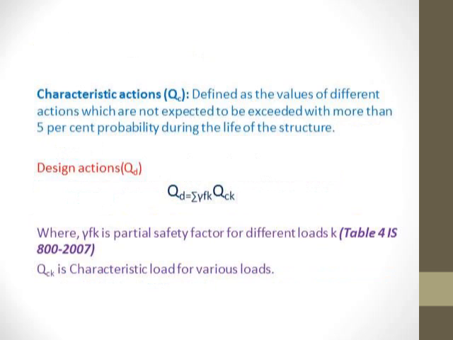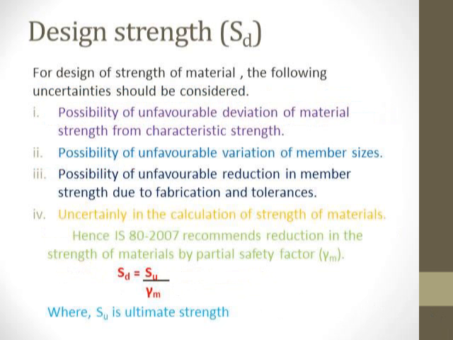Now coming to the characteristic actions, it is defined as the values of the different actions which are not expected to be exceeded with more than 5% probability during the life of the structure. And here is the formula for the design action: Qd is equal to sigma gamma fk into Qck, where gamma fk is the partial safety factor for the different loads, which can be got from Table 4 of IS 800 2007, and Qck is the characteristic load of the various loads.